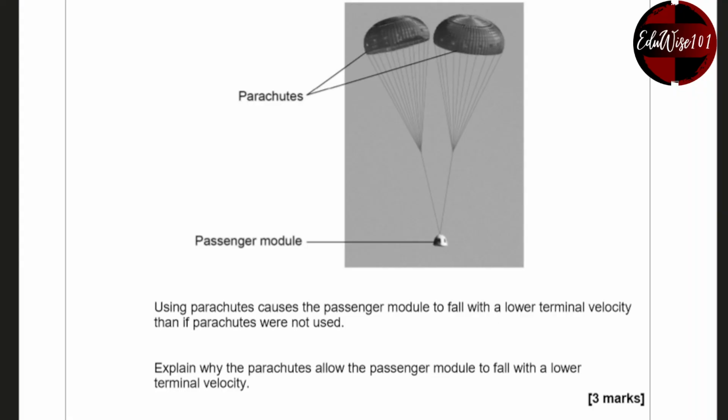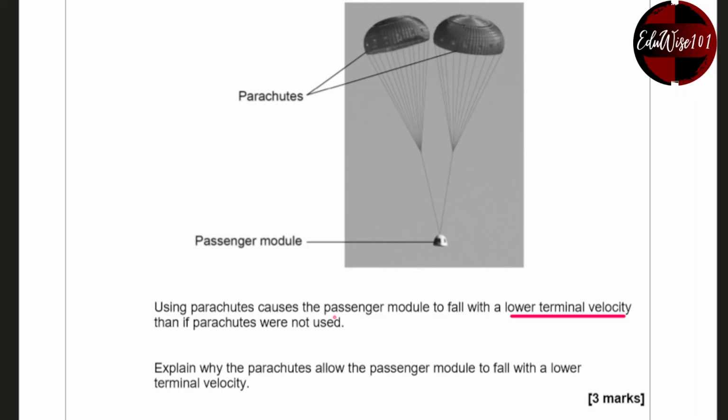Using parachutes causes the passenger module to fall with a lower terminal velocity. Lower terminal velocity, remember, terminal velocity is the maximum speed. So if it didn't have the parachute, it'll have a bigger terminal velocity. With the parachute on, it's going to have a lower terminal velocity than if parachutes were not used.